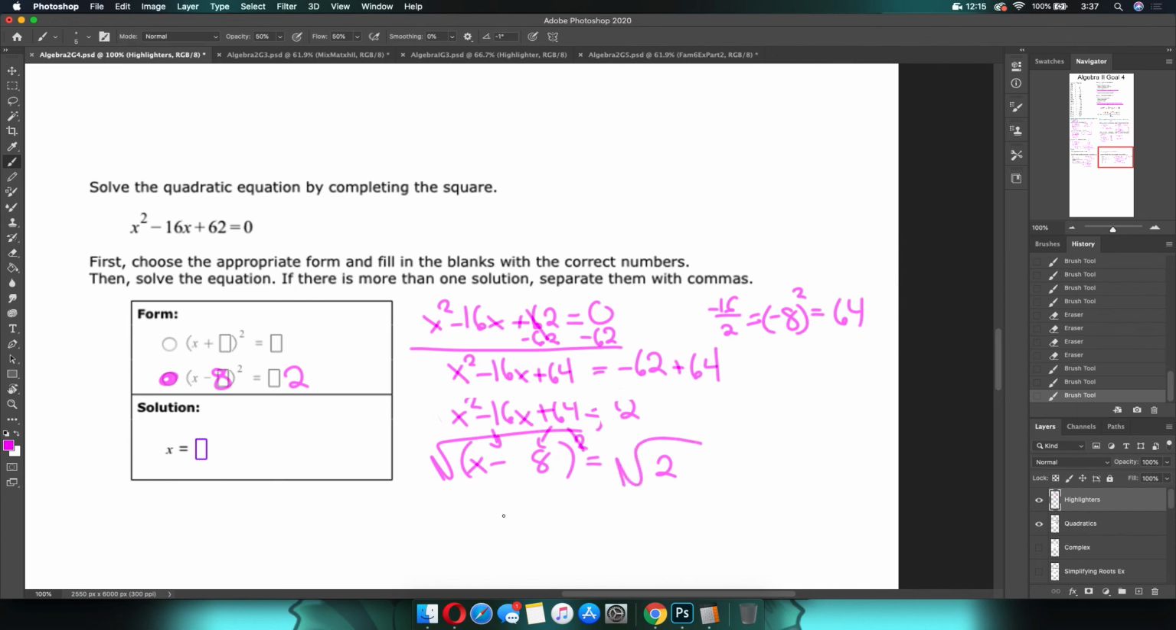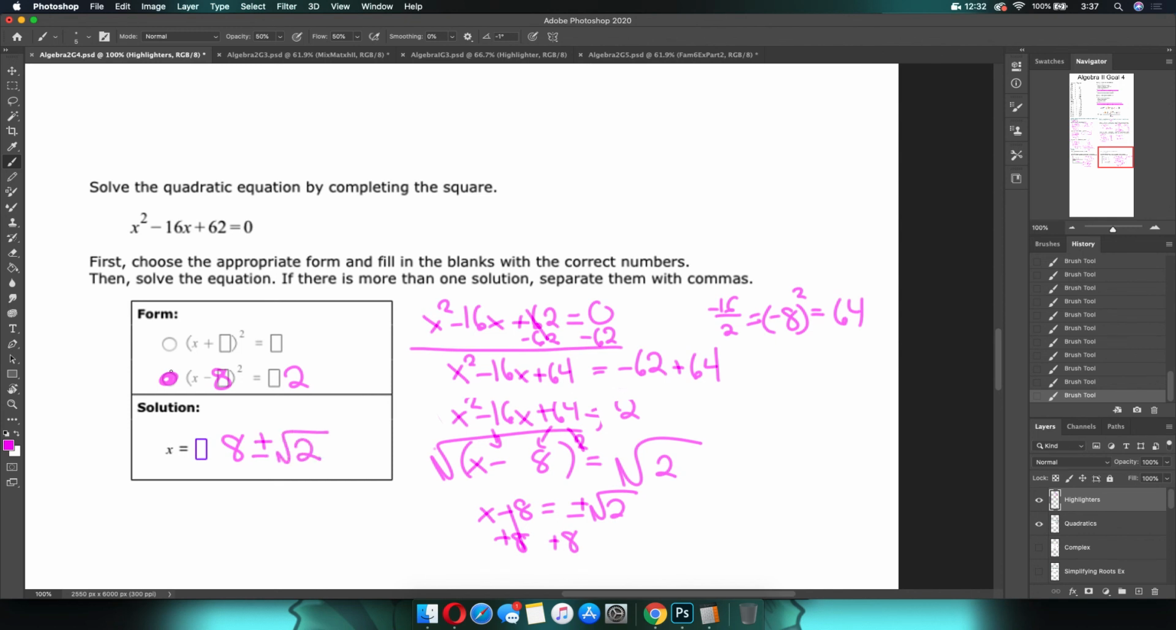Now the formats match, and now we can square root it, and we can square root it. Okay, now we're set. So that means x minus 8, since the squares and the square roots undo each other, equals plus or minus root 2, plus 8 plus 8. X equals 8 plus or minus root 2.